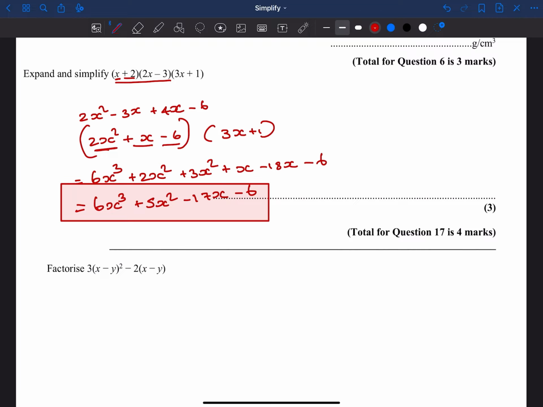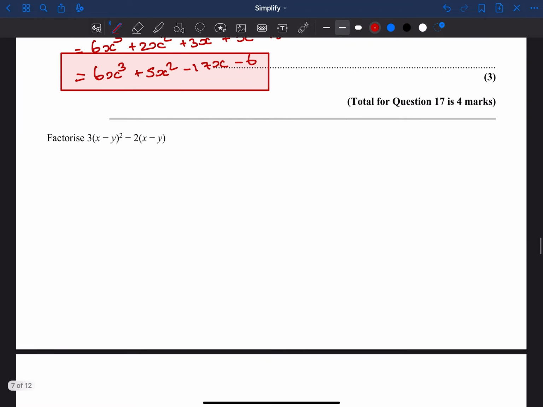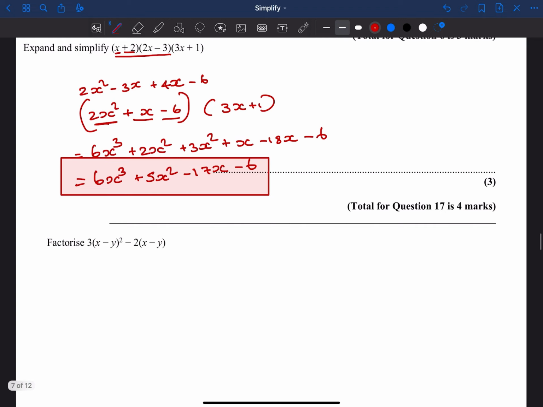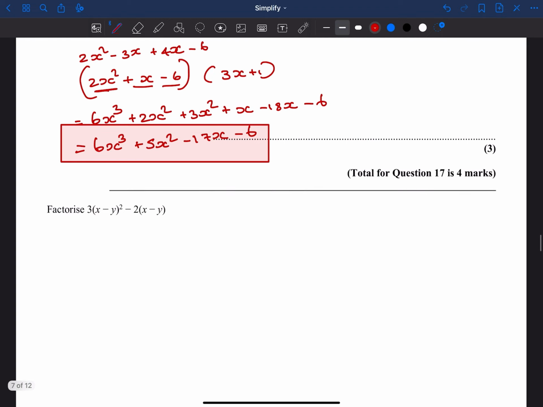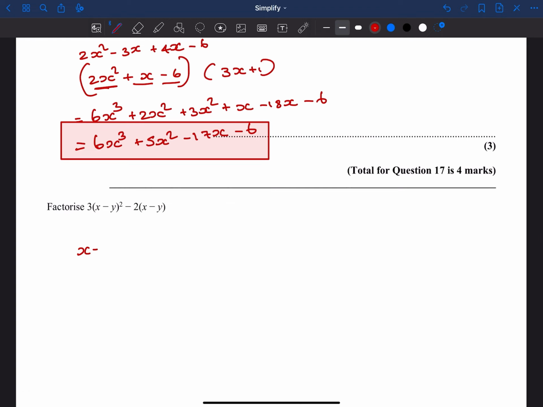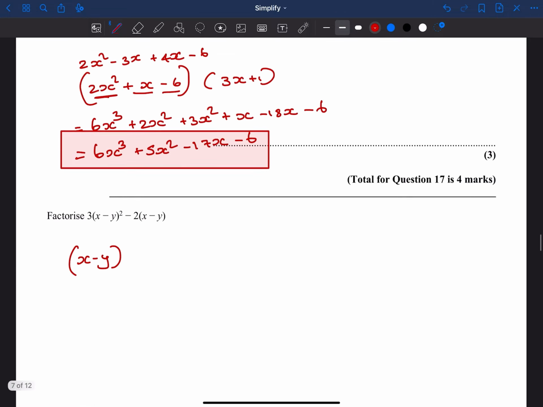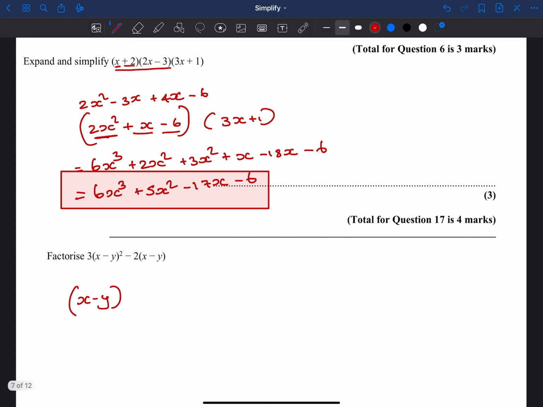Okay, the next one, you're factorizing. When we factorize, remember you have to make sure what's common. What's common is x minus y. If you look at the number of marks, only 2 marks. So do not sit there expanding the bracket. That's what a lot of people do, but no. X minus y is common.